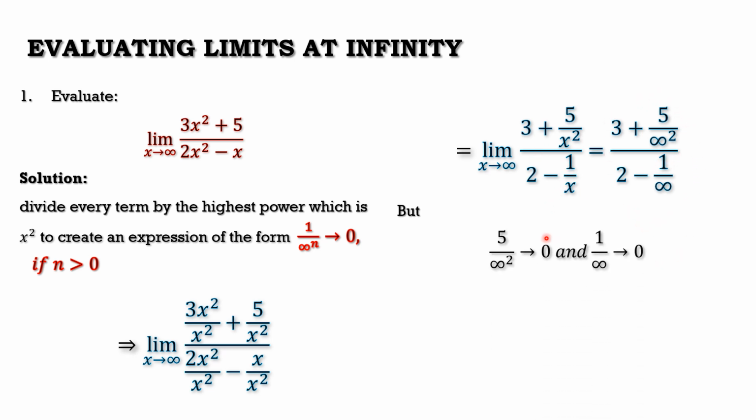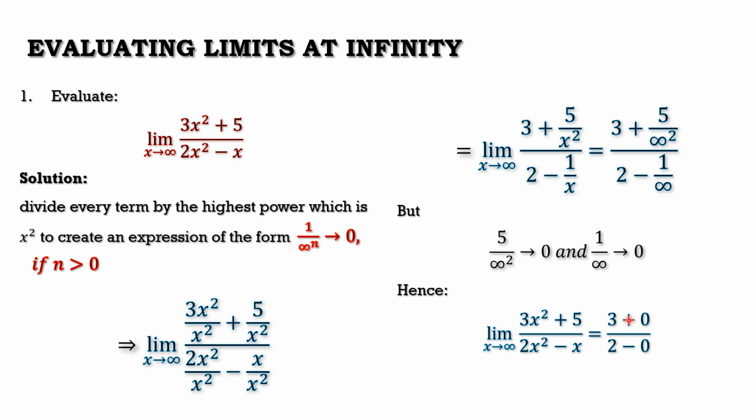When you substitute your infinity sign, we are going to end up with this particular expression. Then note that 5 over infinity squared will be approximately 0. 1 over infinity will also be approximately 0. Hence, we are going to substitute 0 for this expression.